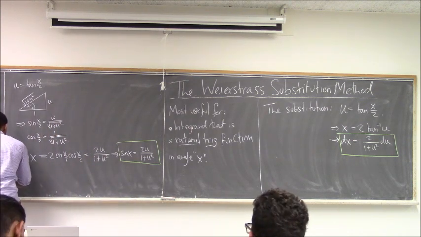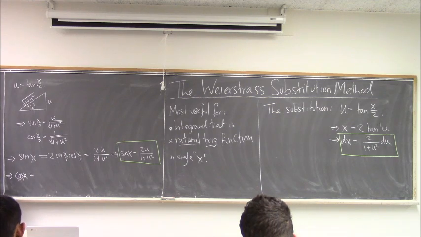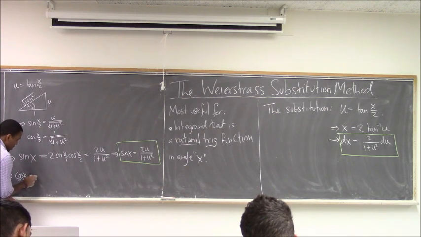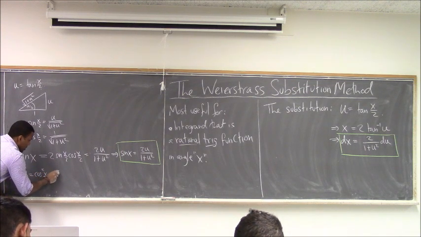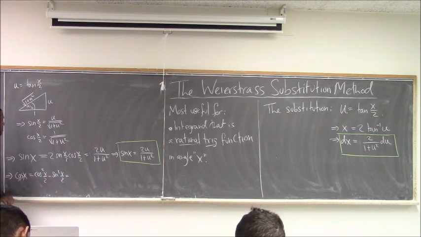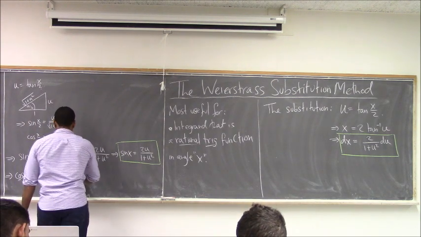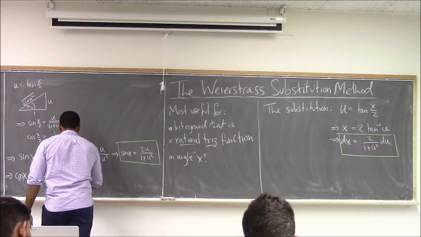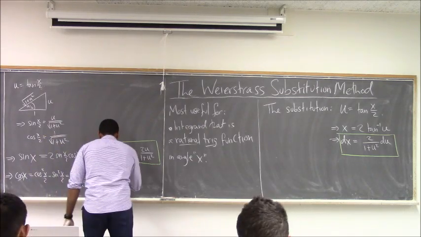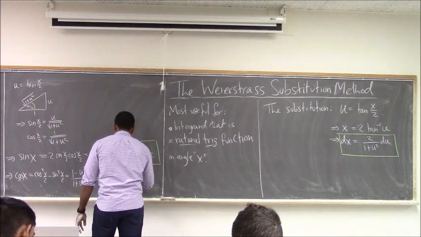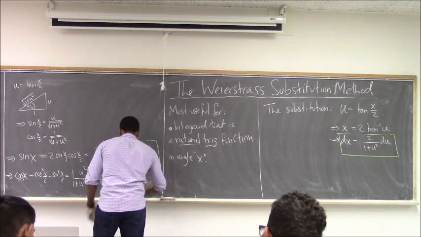Similarly, if someone were to ask you, what is the cosine of x under this substitution? Well, I know that my cosine of x, using the double angle formula, is cosine squared x over 2 minus sine squared x over 2. So it's going to be this squared minus that squared, or in other words, 1 minus u squared over 1 plus u squared. So that gives you another important equation. The cosine of x under this substitution would be 1 minus u squared over 1 plus u squared.